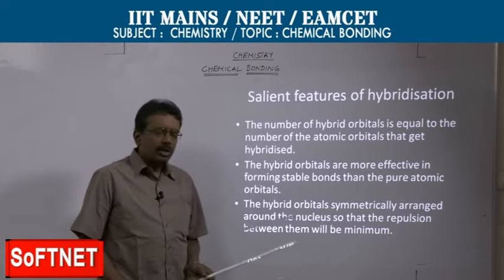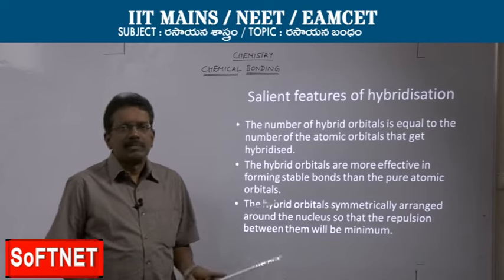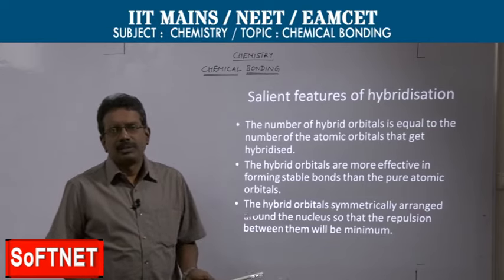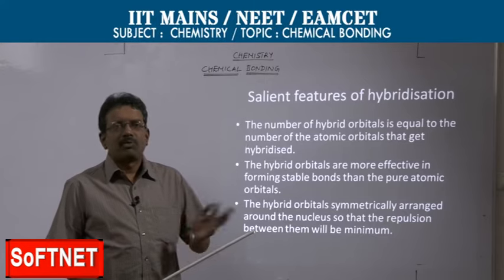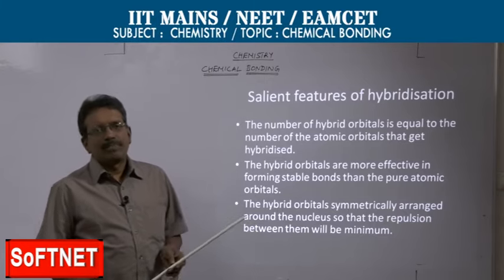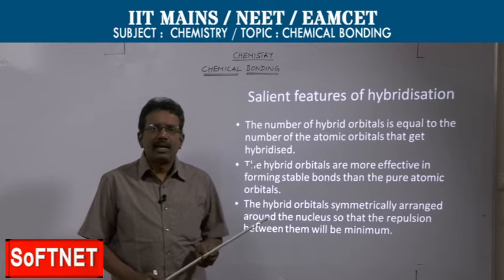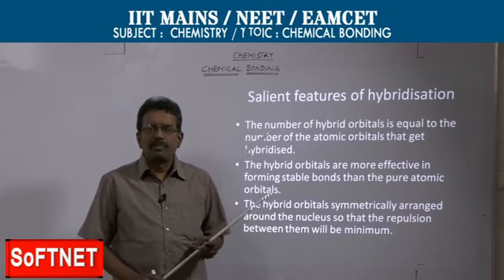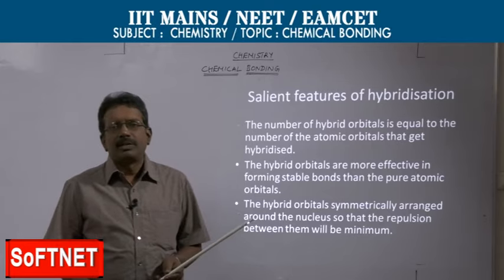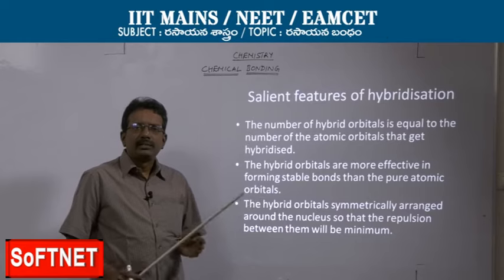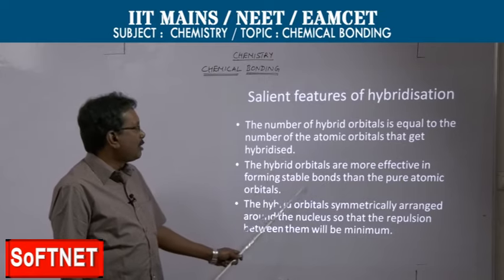Next, if you observe, these hybrid orbitals form most effective bonds when compared to the atomic orbitals, because in the case of covalent bond formation, the most important point is the strength of the bonds. The strength of the bond depends upon the extent of overlapping of orbitals. That extent of overlapping depends upon the directional character of the orbital. అంటే ఒక ఆర్బిటాల్ కనుక డైరెక్షనల్ క్యారెక్టర్ ఎక్కువగా కనుక ఉన్నట్లయితే అది ఏర్పాటు చేసేటువంటి బాండ్ కొంచెం స్ట్రాంగ్గా ఉంటుంది. So when compared to pure atomic orbitals, these hybrid orbitals have more directional character. That's why these hybrid orbitals can form effective bonds when compared to the normal atomic orbitals. That's the second point: the hybrid orbitals are more effective in forming stable bonds than the pure atomic orbitals.